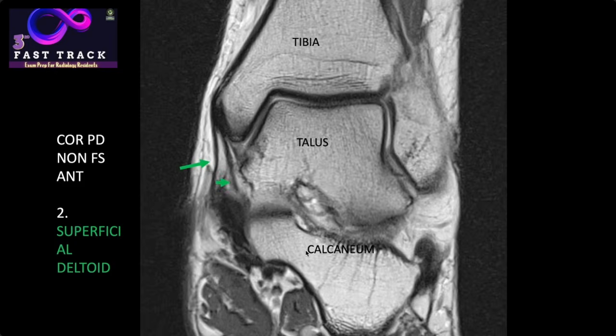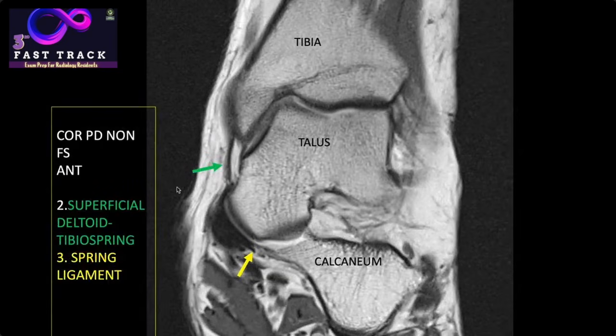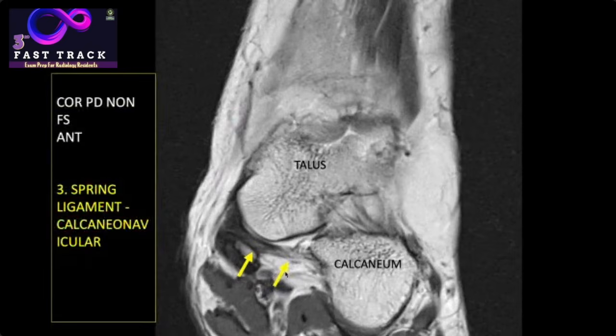And as I see the inferior attachment onto the spring ligament, you would see this is the tibiospring ligament, and this is the spring ligament per se. So the spring ligament is between the calcaneum and navicular. This is the calcaneal attachment, and the navicular attachment is seen in the next slide. And you can appreciate the tibiospring attaching to the spring ligament per se over here. So we have seen the deep deltoid and the superficial deltoid. We would lastly see the calcaneo-navicular or the spring ligament also.